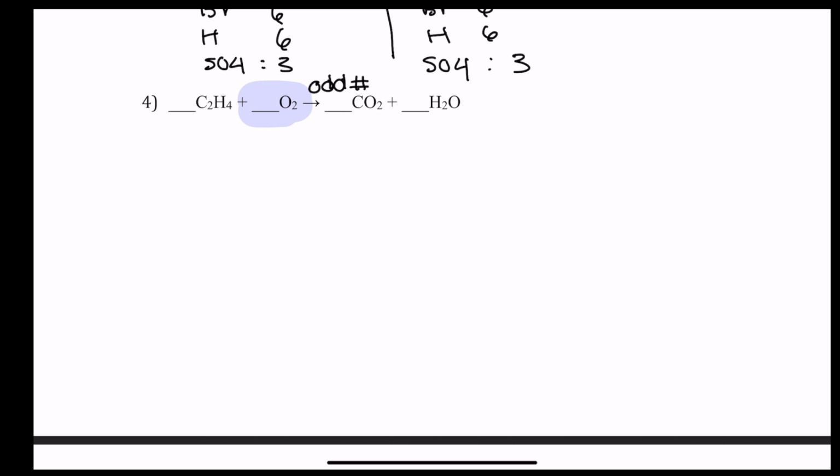And also, the way you know if it's a combustion question is on the reactant side, there's going to be a carbon-hydrogen compound combined with an oxygen, producing carbon dioxide and water. So whenever you see a product as carbon dioxide and water, you should automatically think that this is a combustion reaction.